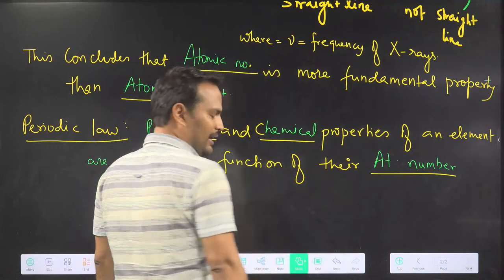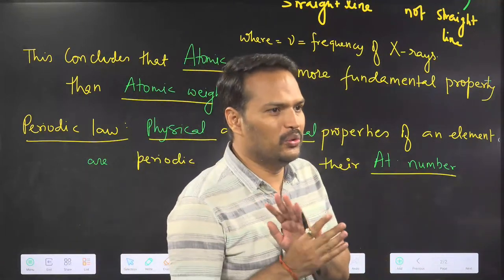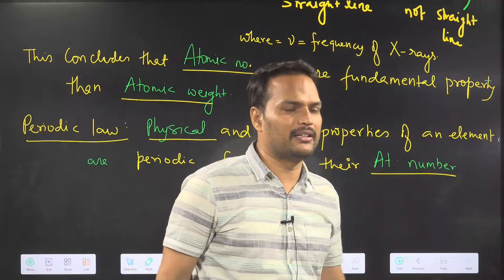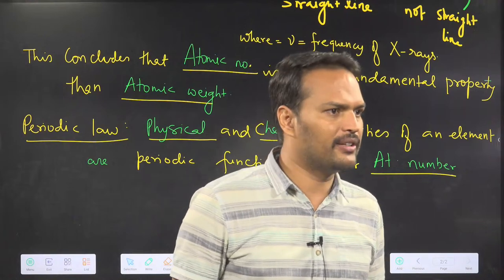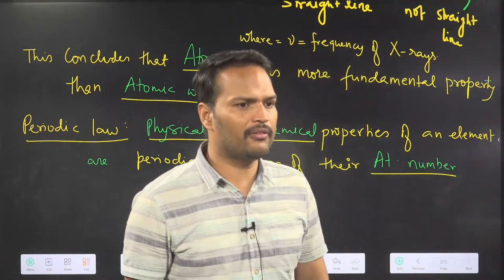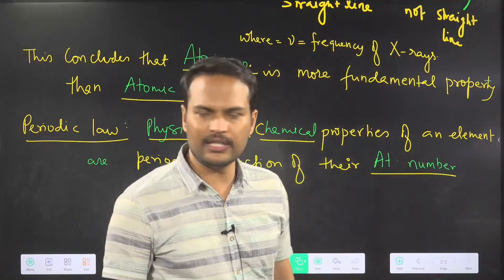Now we are going to learn the periodic table, how many things are there, and we'll try to learn the elements. So it is a 1 hour class. I think we have half an hour. So in half an hour, we'll try to remember some of the groups. Clear with this point? Okay.